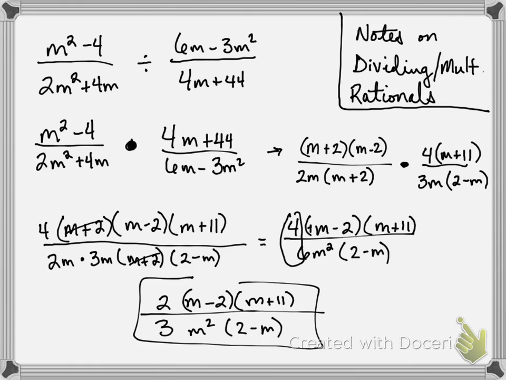So what are our exclusions? What can m not be equal to? m cannot be equal to 2, because 2 minus 2 would give me 0 in that bottom parentheses. And m cannot equal 0, from this m right there. So that would be 2 of our exclusions on that one.